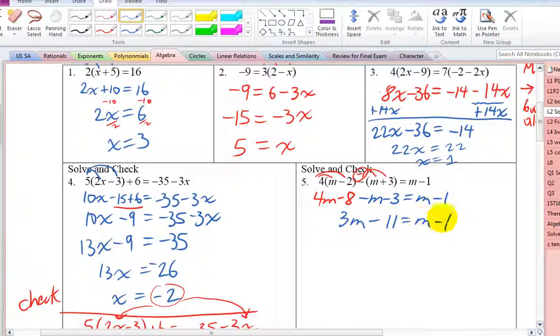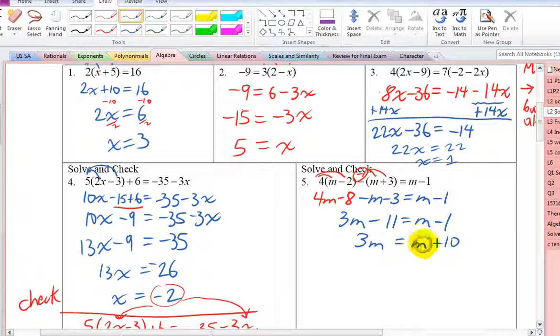So the first thing is 3m minus 11 on the left side. Collect like terms. Oh, I see. He skipped us then. -8 minus 3 is -11. 4 minus 1. Now you guys should be able to. Now we collect like terms. Which should we move first? The m? The 11. 11? Sure, move the 11. So 3m equals m plus 10.